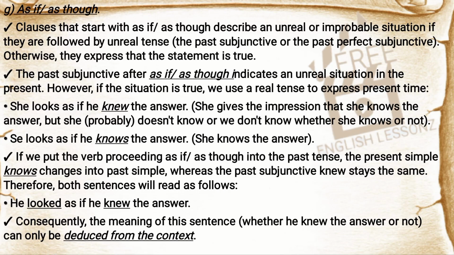Examples: She looks as if she knew the answer. She gives the impression that she knows the answer, but she probably doesn't know, or we don't know whether she knows or not. She looks as if she knows the answer. She knows the answer. If we put the verb preceding as if / as though into the past tense, the present simple knows changes into past simple, whereas the past subjunctive knew stays the same. Therefore, both sentences will read as follows: He looked as if he knew the answer. Consequently, the meaning of this sentence, whether he knew the answer or not, can only be deduced from the context.